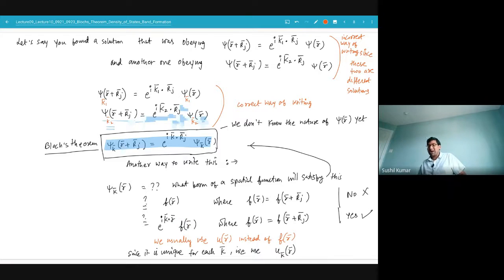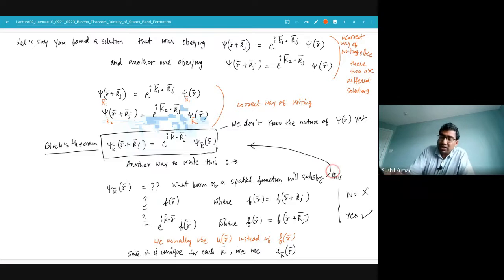Now, I may not be using the best words to describe this, but I encourage you to read this and make your own opinion what I'm trying to say. The question I'm posing is, we know this now so far from our arguments, but what should be the nature of this psi? What kind of functions satisfy this relation? Well, we can argue if this is a periodic function in Rj, that cannot satisfy this, because where does this come from? So it has to be of this form.